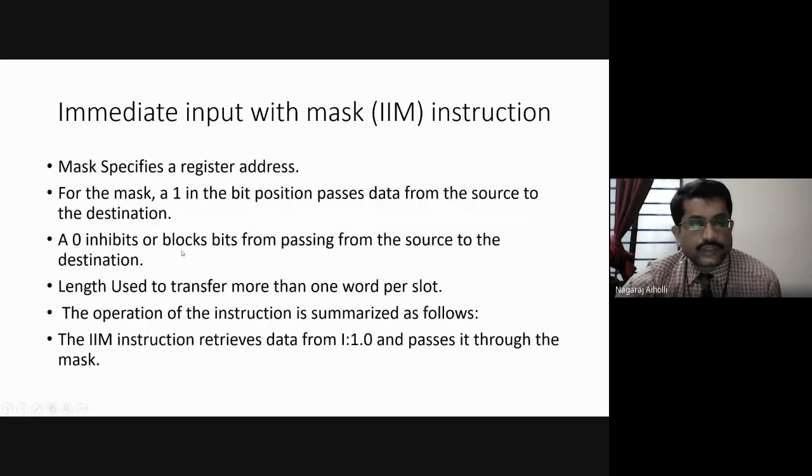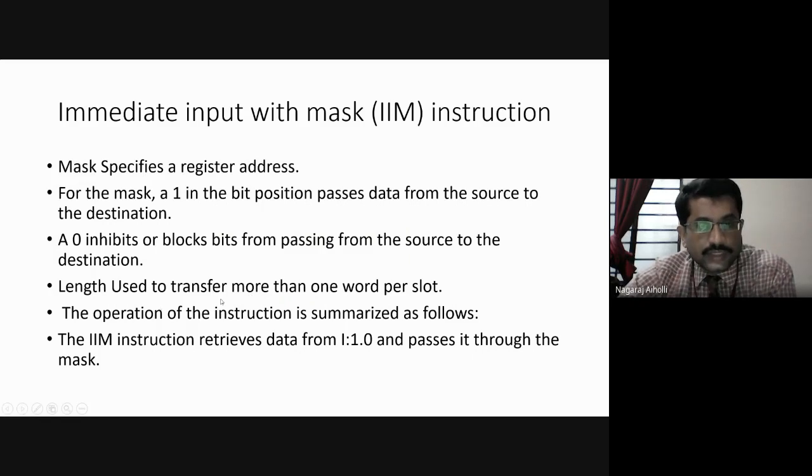A 0 inhibits or blocks bits from passing from the source to the destination. Here, which is the source? Source is the input slot, the status of the input device connected to the PLC. Then destination is the input image table file. The data will be copied or moved from source to destination, that is from input slot to the input image table file.